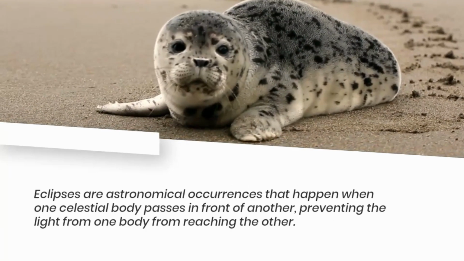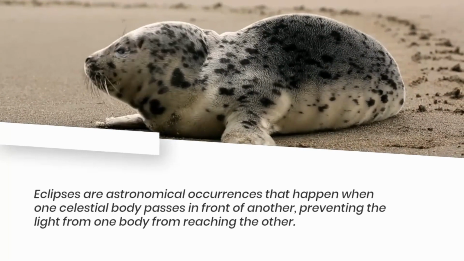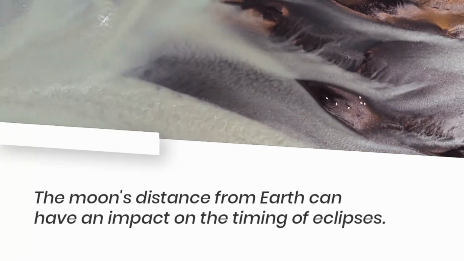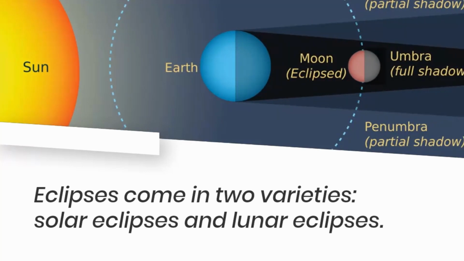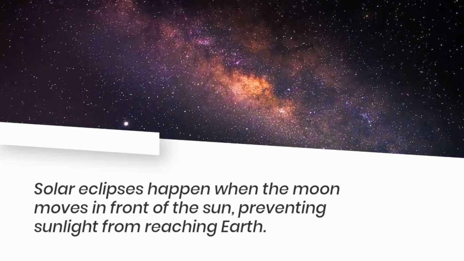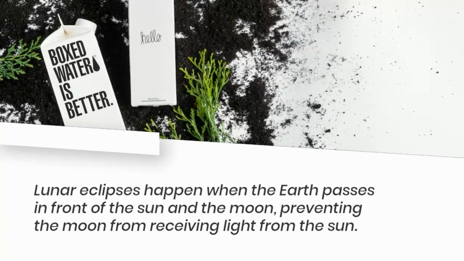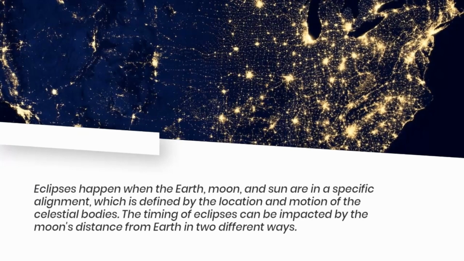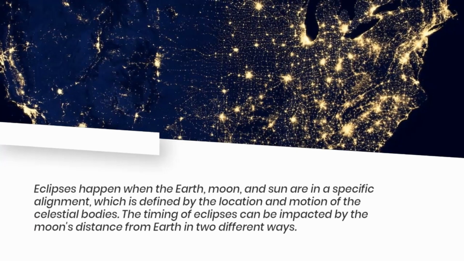Eclipses are astronomical occurrences that happen when one celestial body passes in front of another, preventing the light from one body from reaching the other. The moon's distance from Earth can have an impact on the timing of eclipses. Eclipses come in two varieties: solar eclipses and lunar eclipses. Solar eclipses happen when the moon moves in front of the sun, preventing sunlight from reaching Earth. Lunar eclipses happen when the Earth passes in front of the sun and the moon, preventing the moon from receiving light from the sun. Eclipses happen when the Earth, moon, and sun are in a specific alignment, which is defined by the location and motion of the celestial bodies.